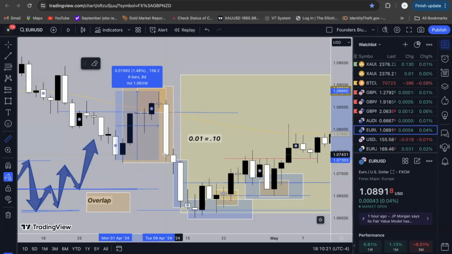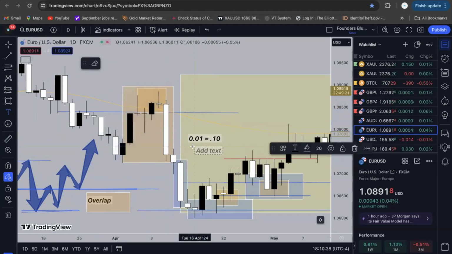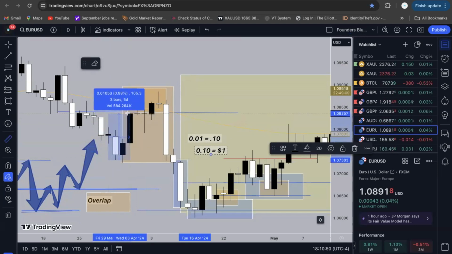And we haven't gone over lot sizes yet. That's down the line. But just to make it make sense, I wanted to give you an example. Let's say you did 0.10, that equals $1 per pip. So same example, you went from here to here. 1 times 110, how much is that?